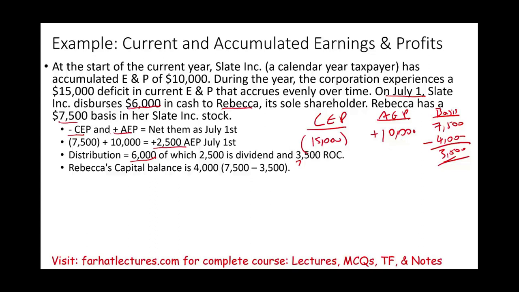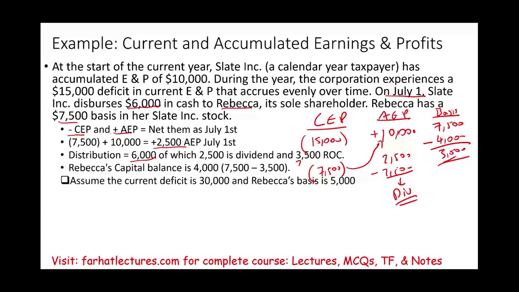AEP is down to zero now. Why? Because remember, what we did is we said, as of July 1st, we have negative 7,500 that reduced this to 2,500. Then of this 2,500, we use 2,500 to become dividend. Now, AEP is zero by July 1st.